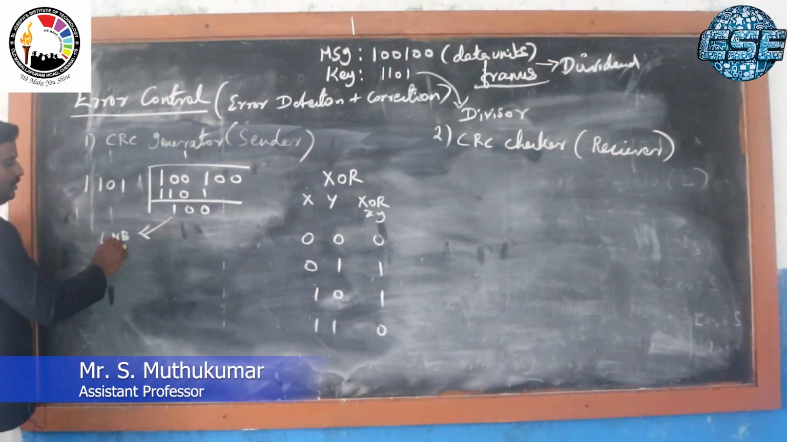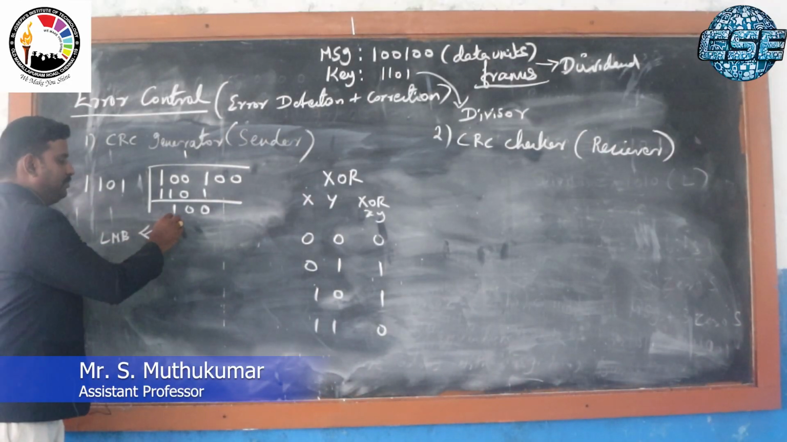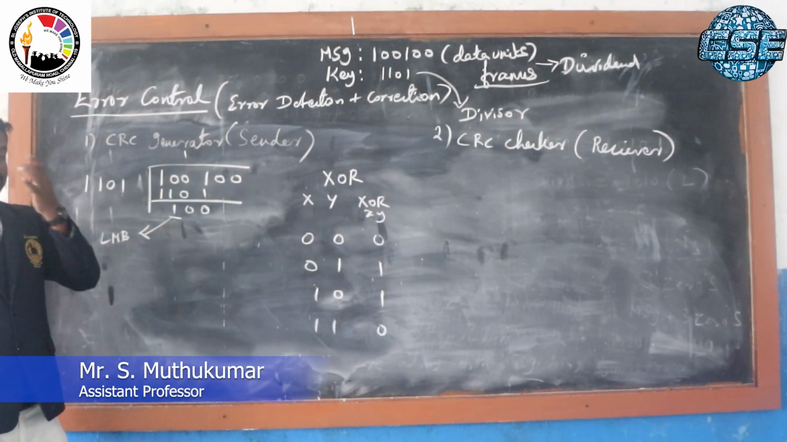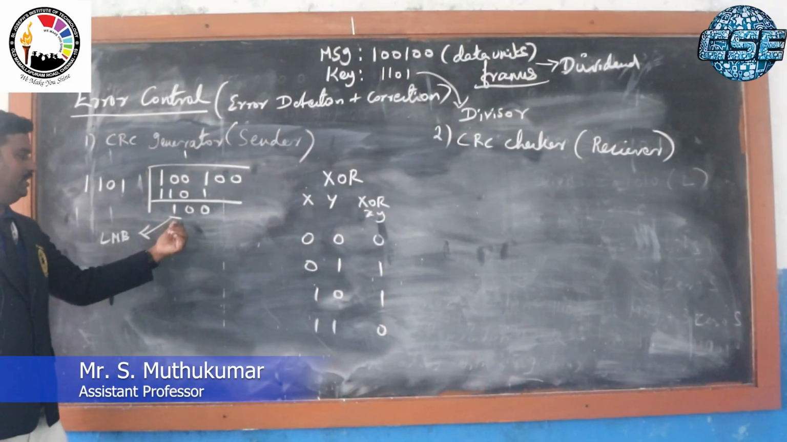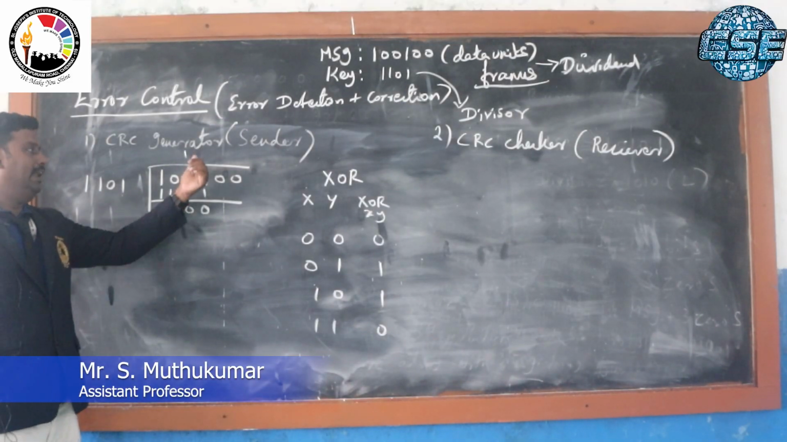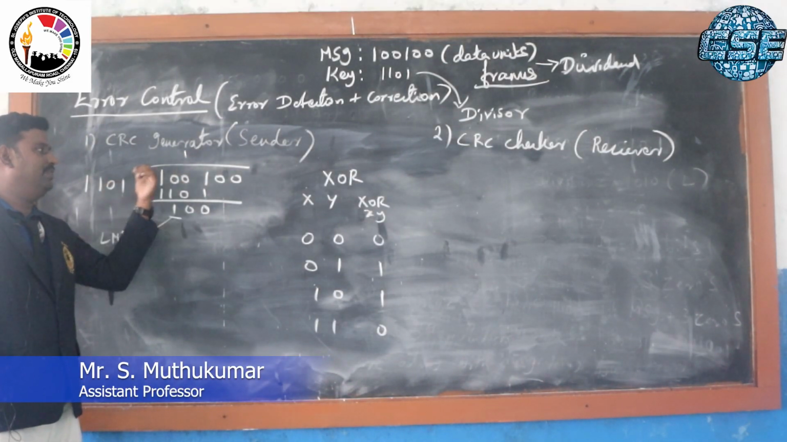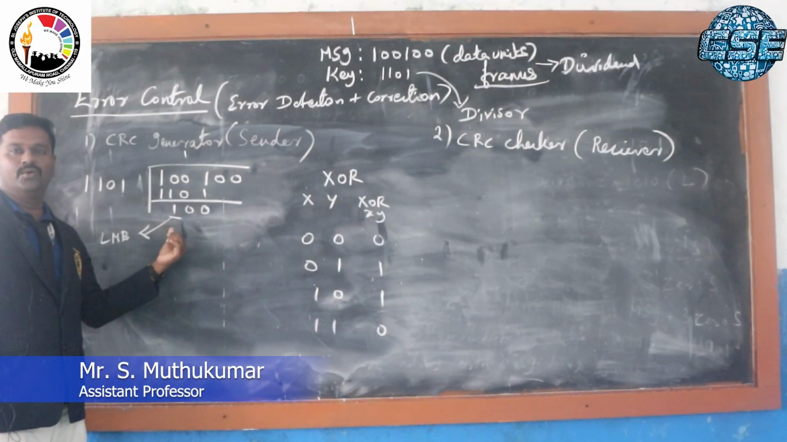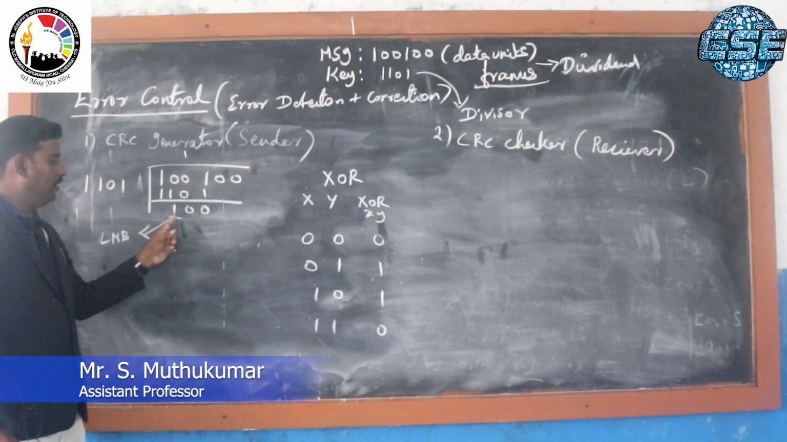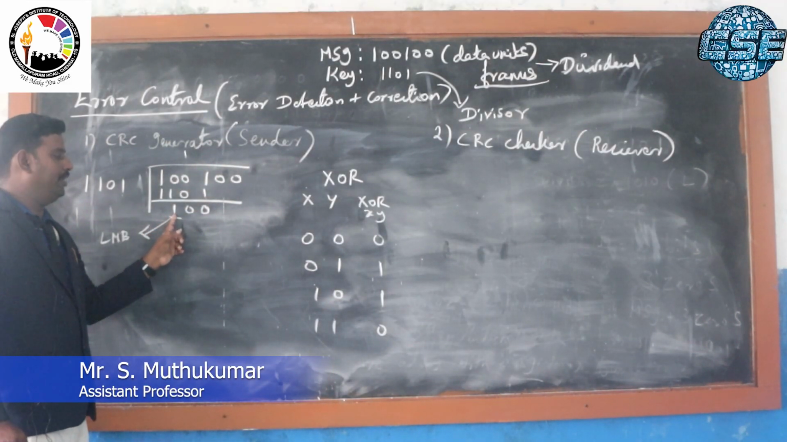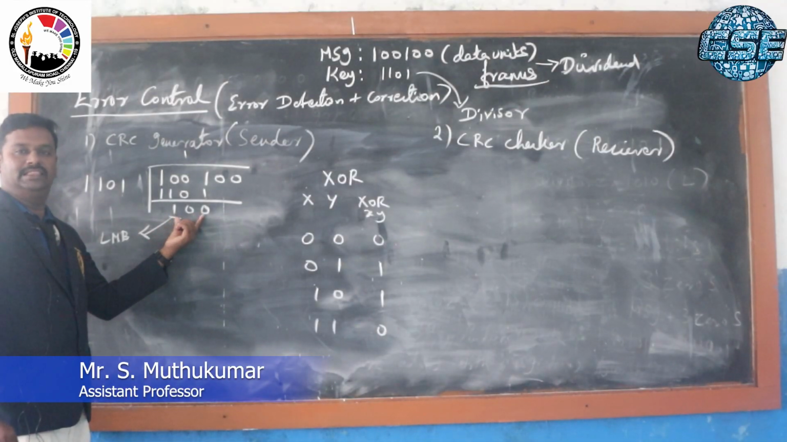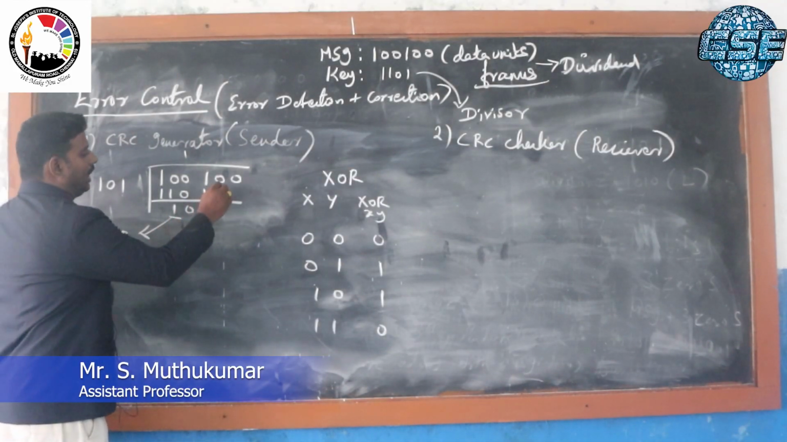No doubt this is the leftmost bit. It should not be 0. If it is 0, you have to multiply the divisor with 0. That is the main rule in CRC. So note down, this is 1, so no issues. But we are having only 3 digits, so get the other digits.